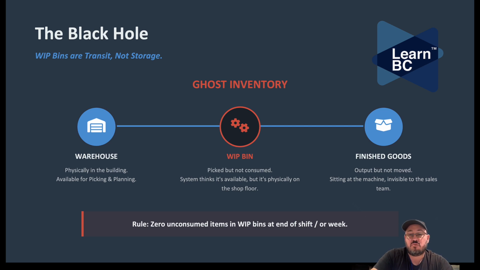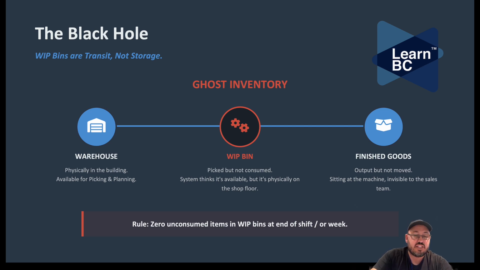Finished goods, the output, but it's not moved, or it's not being outputted, and it's sitting at the machine, visible to the sales team. The rule needs to be: you've got to clean up your black holes. Transit bins or transit procedures are not storage procedures. We've got to be really careful that when we move stuff into WIP and when we bring it out into finished goods as an output, we put it away and we move on, clean, every single day.